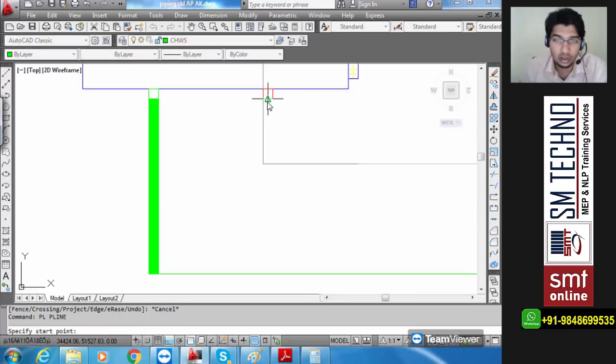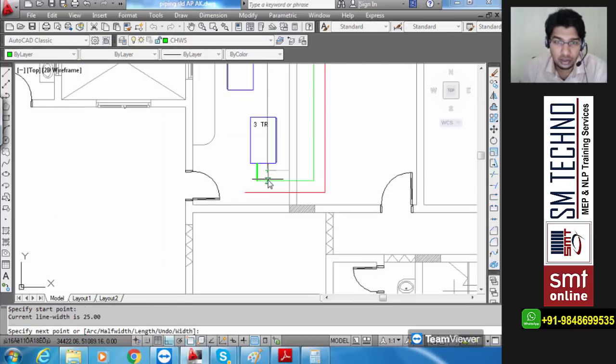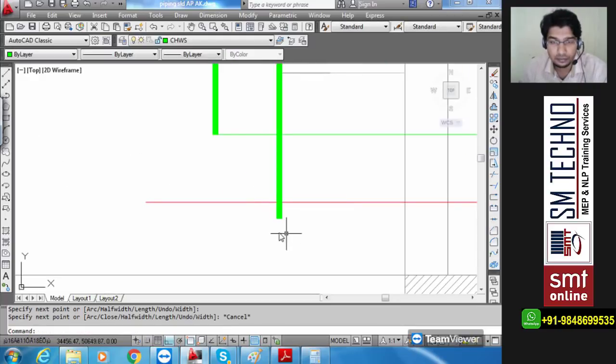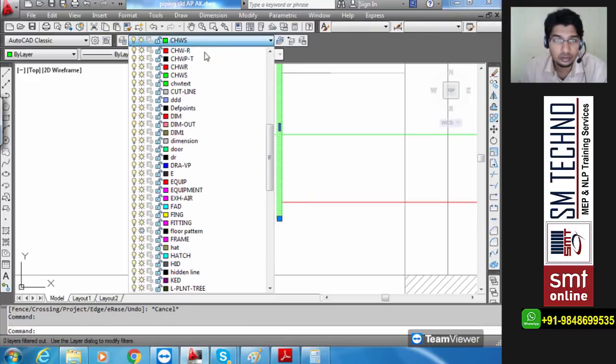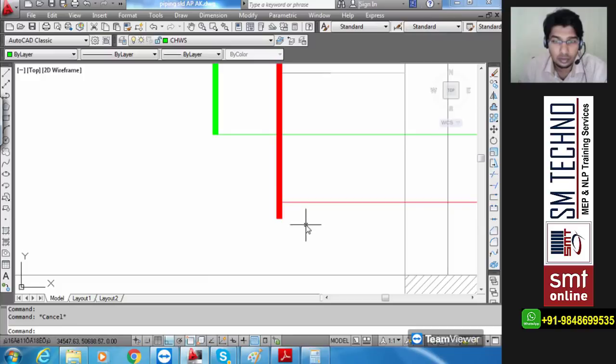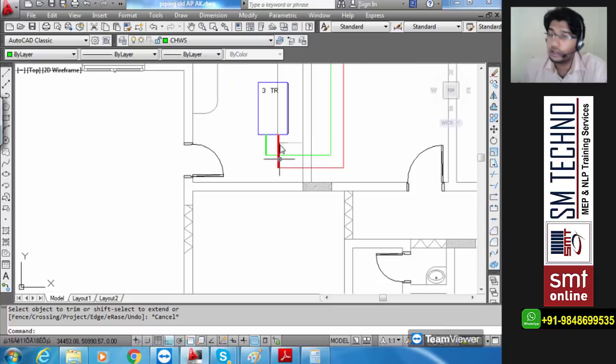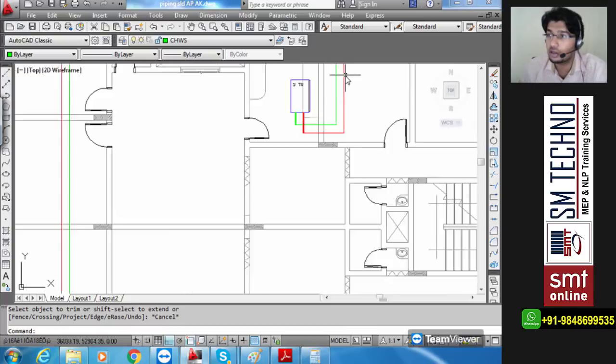Now what about the red one? PL enter, keeping ortho on. From the midpoint, green pipe or red pipe? Red pipe. We do not turn the layers off. This is which level? Third level. Where is the return? From which machine the return is coming and going to where? From the AHU it is going back to the chiller.